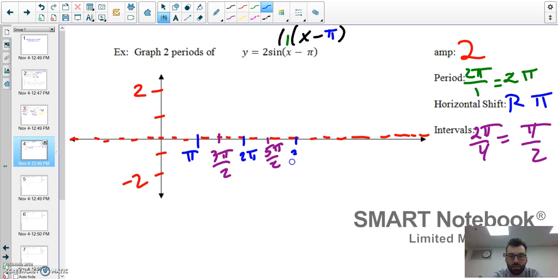Then 3 pi. So that is 2 pi right there, from 3 pi to pi: 3 minus 1 gives me 2 pi. So that would be 1 period. This would be 7 pi over 2, 4 pi, 9 pi over 2.